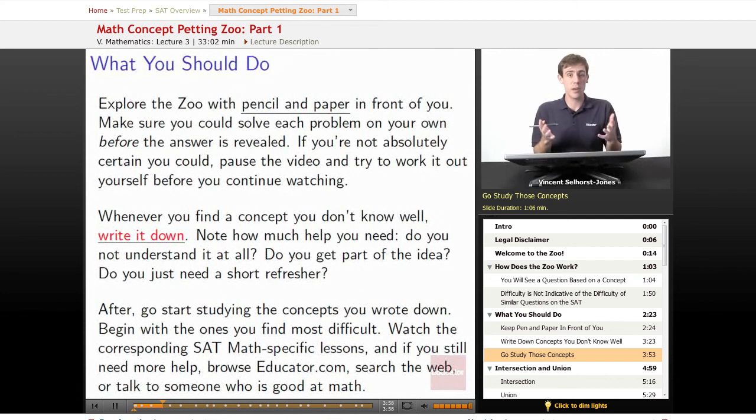Now, take this list of things you have and go start studying those concepts. The concepts that you have written down, that's what you need to practice to do great on the Math SAT section. Begin with the ones that you find most difficult. The things that you have absolutely no idea what to do on, go learn those first, because the ones that you have some idea, you might be able to do some of the questions. But the ones you have no idea, you really need to understand.